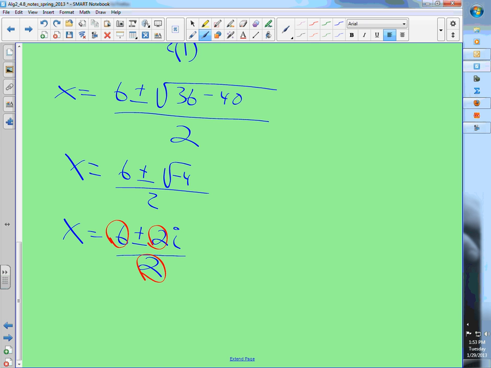So what you're looking for is all three of these divisible by the same thing. And in this case, yeah, they all are divisible by 2. So you're going to end up with x equals 3 plus or minus i.